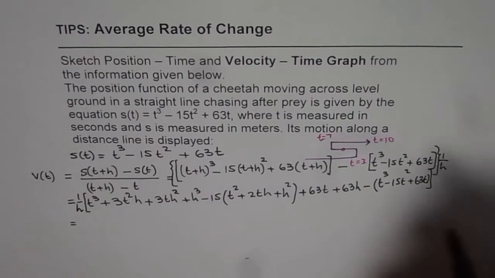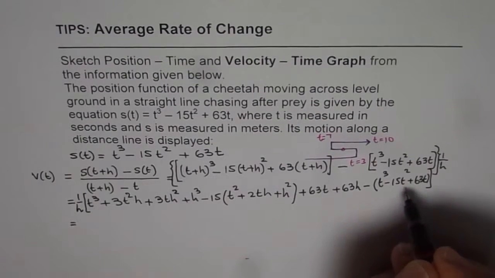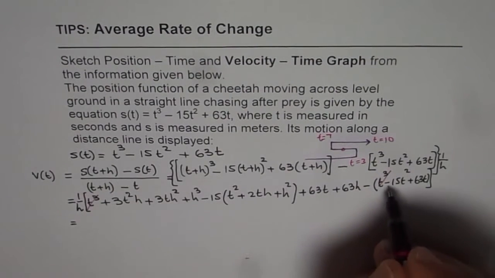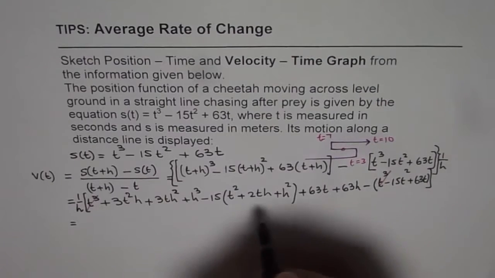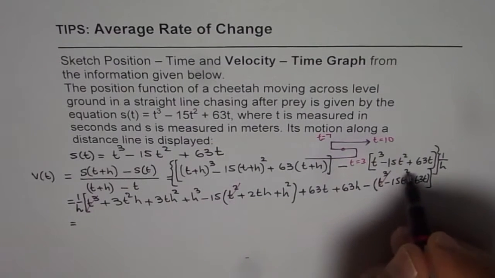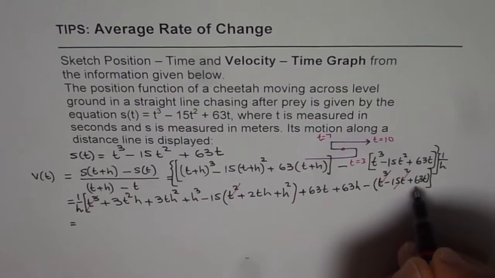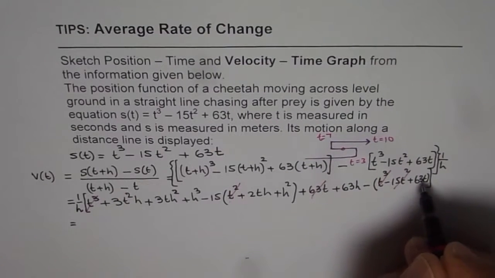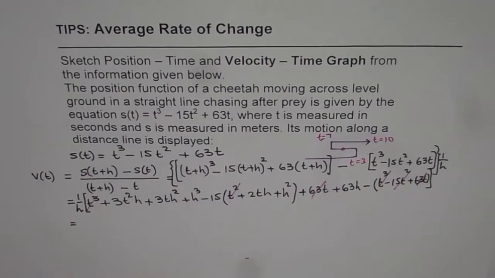Okay, equals what? Let's simplify. We know these three terms will cancel out. So t cubed will go with this t cubed, minus 15t squared, so that means 15 times t squared, and 63t, take away that from 63t, right? So that is 63t.